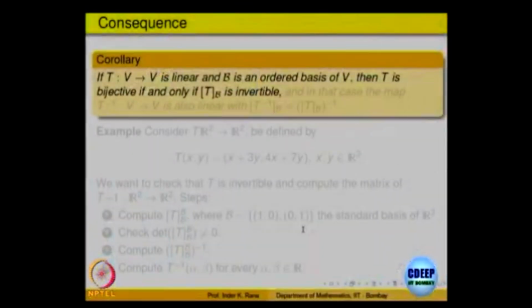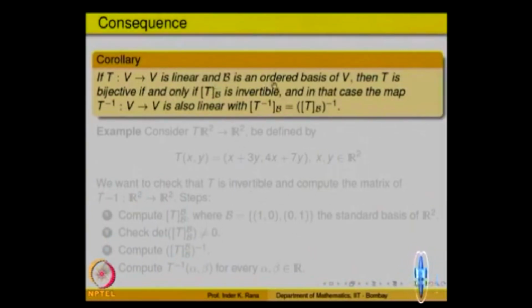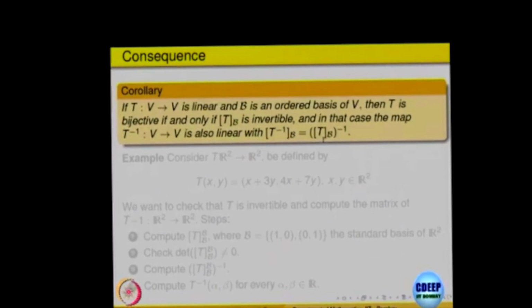So let us write that as a consequence of this theorem, namely: if T is a linear transformation from V to V and B is an ordered basis, then T is bijective, which is the same as 1-1 and onto, if and only if its matrix is invertible, and the matrix of the inverse linear transformation is the same as the inverse of the matrix. The two interchange with each other. Okay.